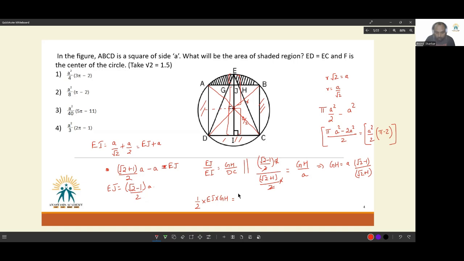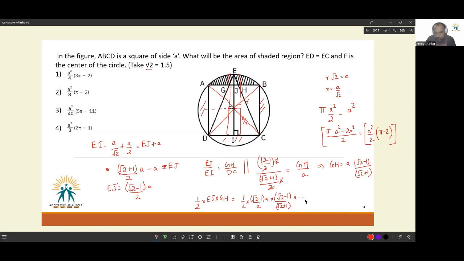EJ is this much, GH is this much. So half into (root 2 minus 1) by 2, into A into (root 2 minus 1) by (root 2 plus 1), A. Now the wonderful thing for us is, before we proceed any further, you are told root 2 is equal to 1.5.